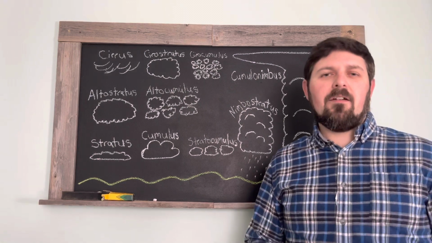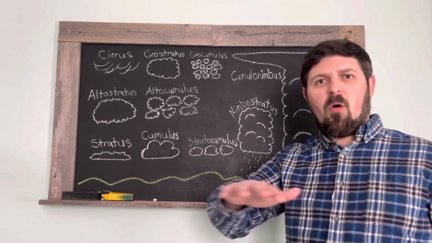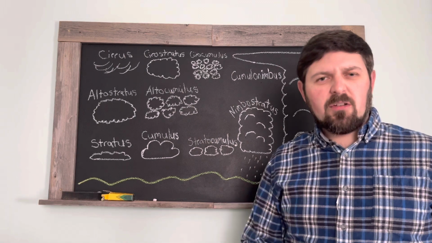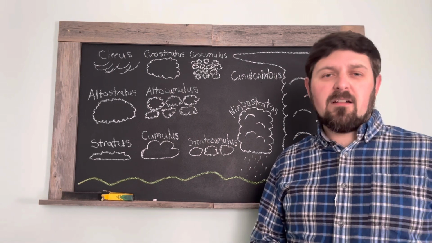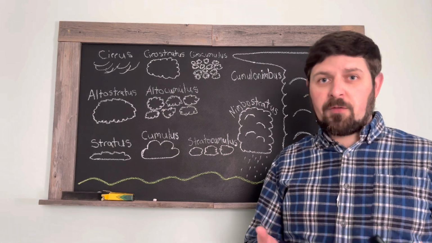So the stratus cloud, these are the ones that basically cover the whole sky. They make it dark and gloomy. Usually there's not precipitation associated with them, but if they're thick enough, sometimes they'll produce a mist or a drizzle.